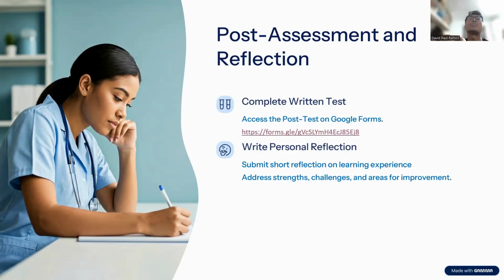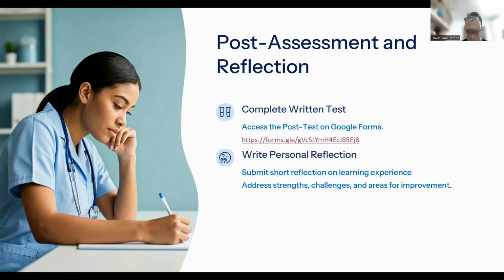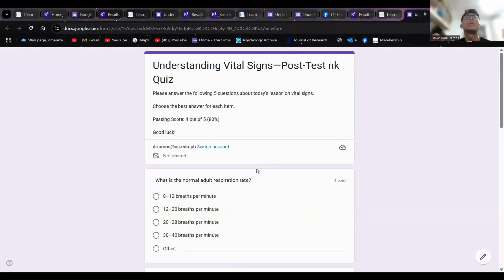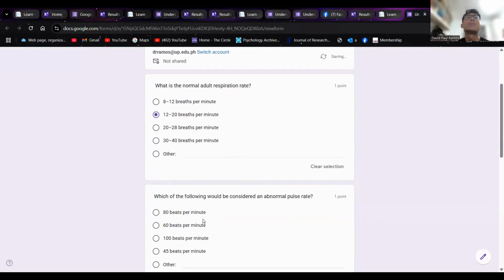Then lastly, we are to have a post test. Now, with regards to the post test, we can see the link, and let's open it. Okay. So this is the Google Forms for our post test. There are 5 questions in the post test. So let's try to answer them.